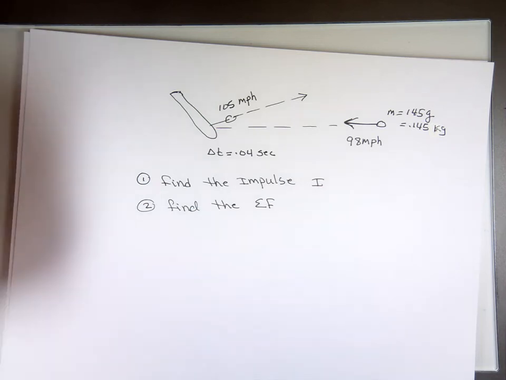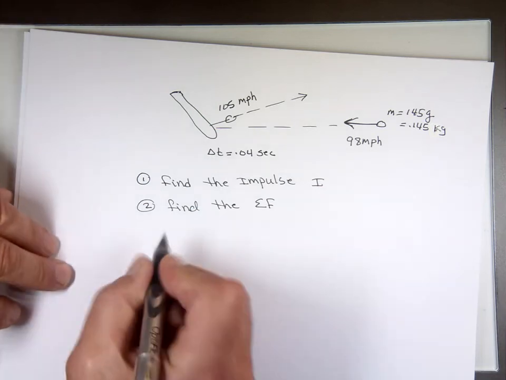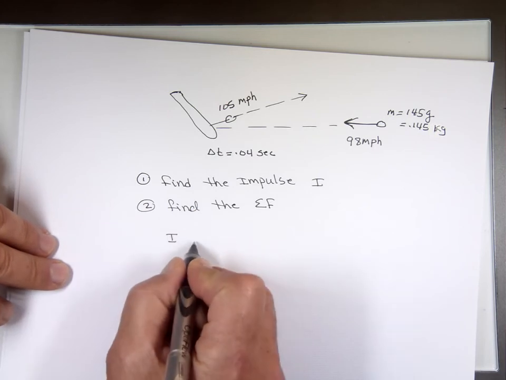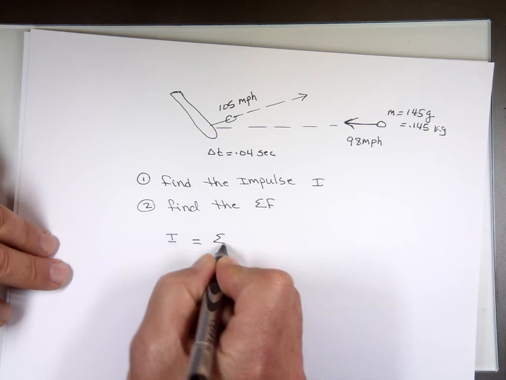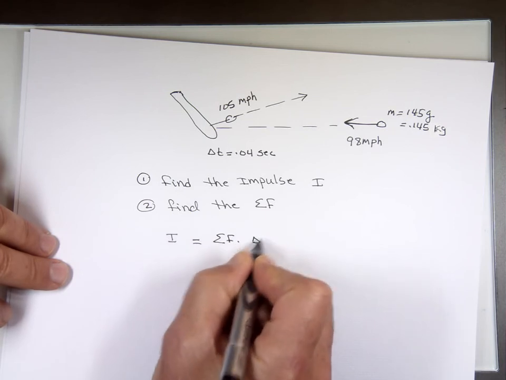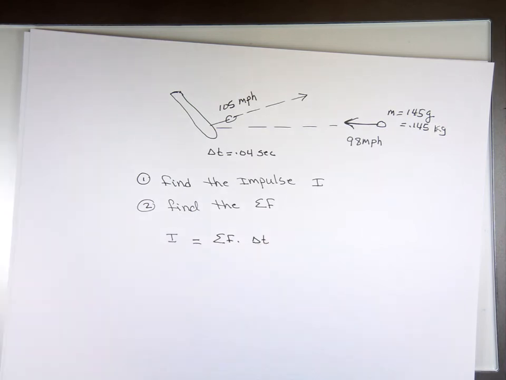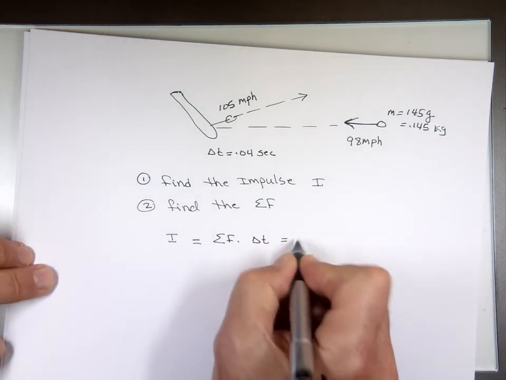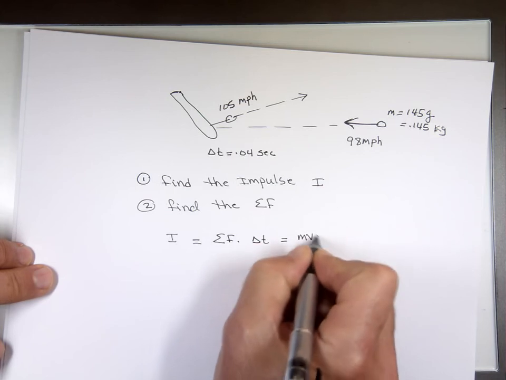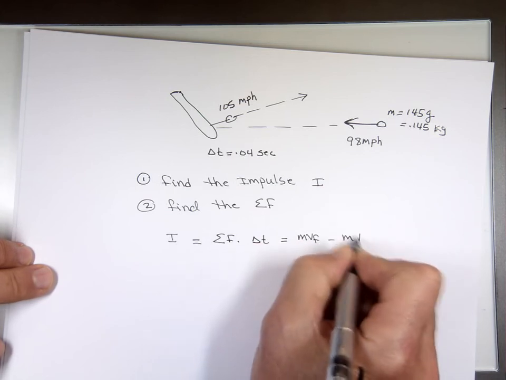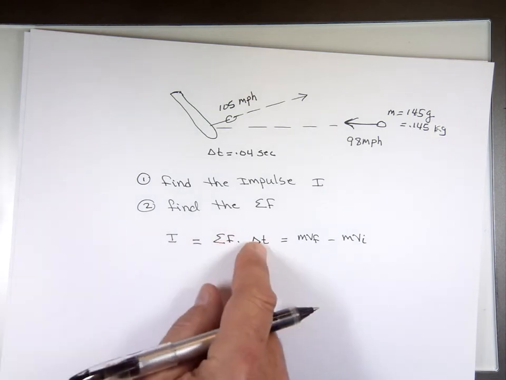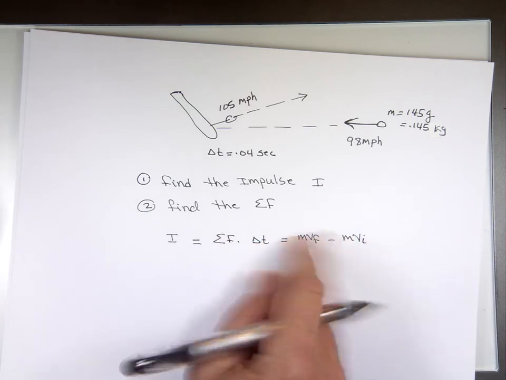Now let's see what happens. We know impulse equals what? We said impulse is the net force times the time. I don't know the net force, but this is also equal to the change of linear momentum. So if I know these two, I can find the impulse. If I didn't know that, no big deal, I can find it using these two.